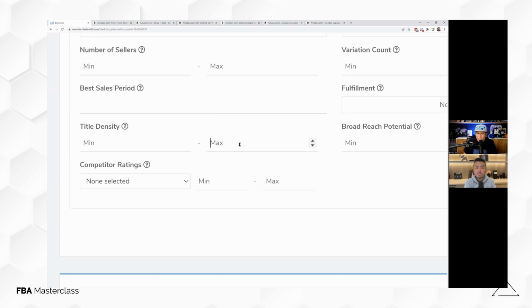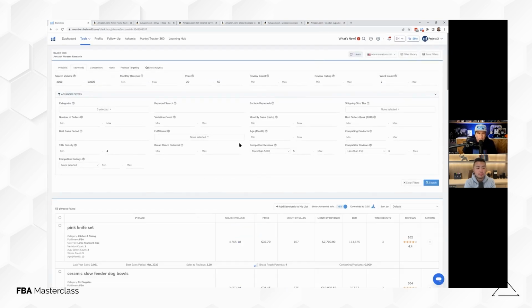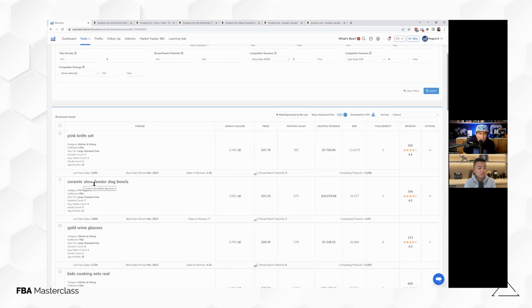So let me just do a max of 4, let's say. All right, and let's see if anything comes up here. Wow, there we go. Look at this: ceramic slow feeder dog bowls. Now that is a keyword, guys, that has buyer intent, if I ever saw one.